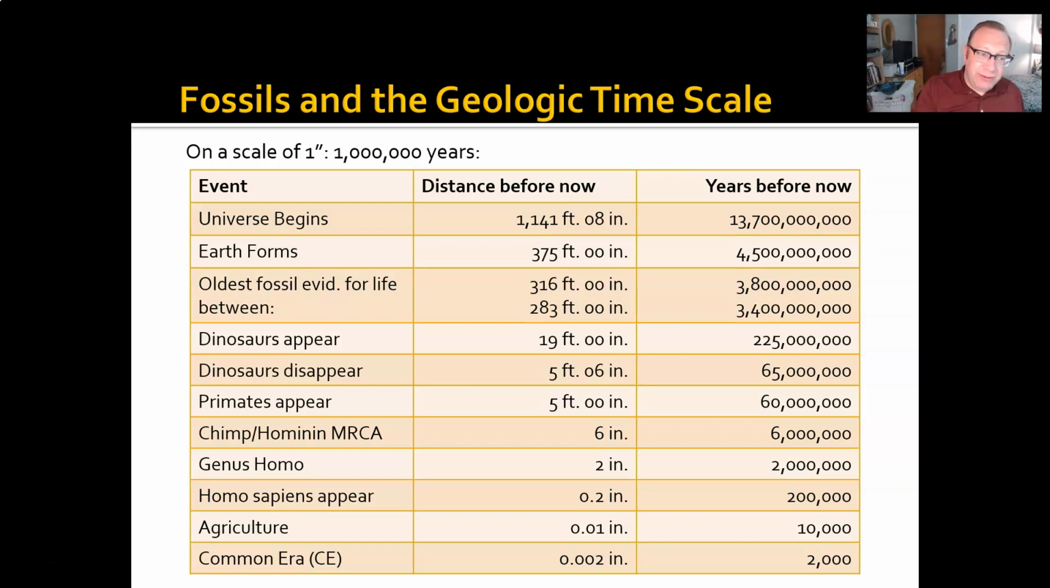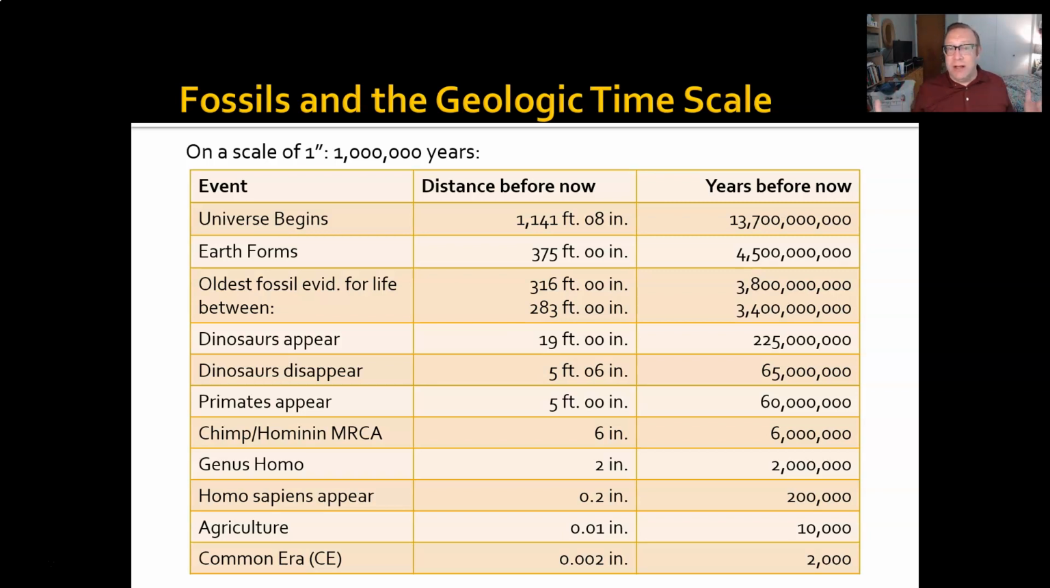From the beginning of the Earth to the time of our oldest fossil evidence for life, which doesn't mean it was necessarily the first life forms, but it's the first life forms that left fossil evidence for us to find, is somewhere between 316 to 283 feet from you. That's 3.4 to 3.8 billion years ago. So, really, life begins almost as soon as the Earth cools enough for liquid water to exist. However, complex life like dinosaurs takes much longer to get started. The dinosaurs don't even appear until 19 feet away from you.